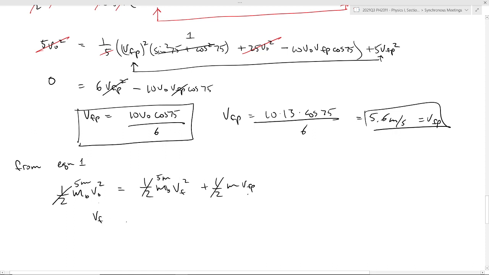So let's see, what is v final going to give us? Well, let me do it in a couple steps here. MB v final squared, and let's divide out by a factor of 5.